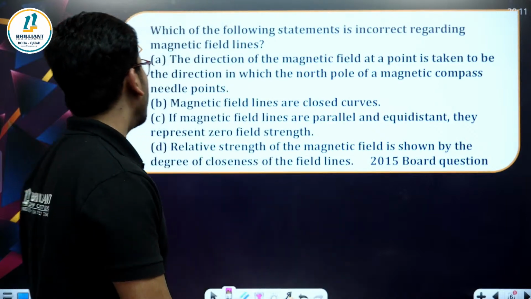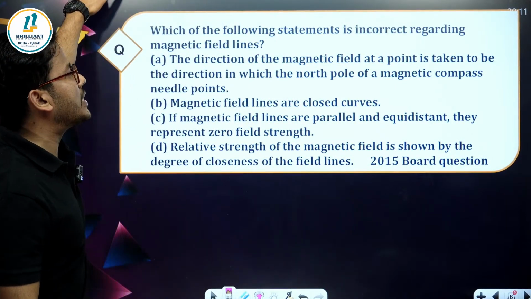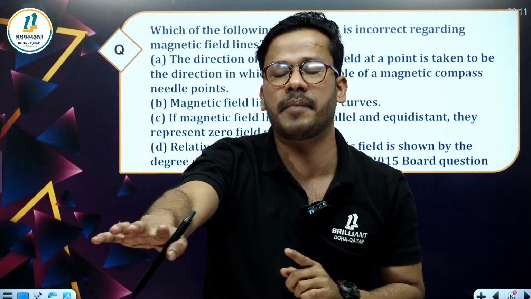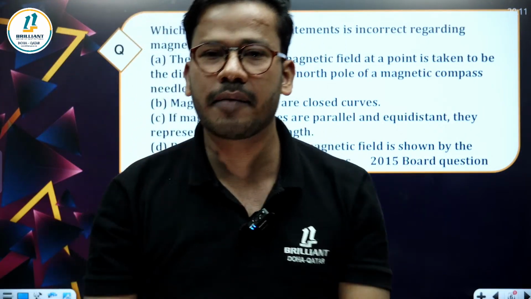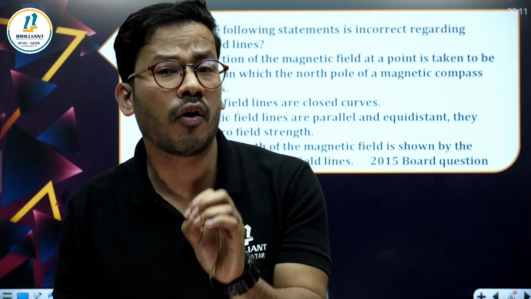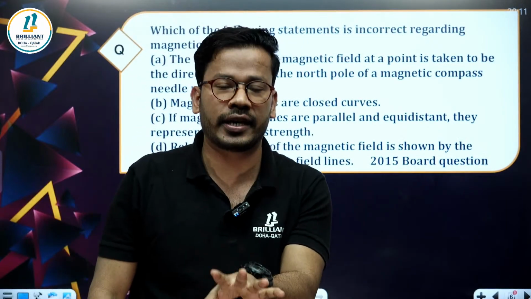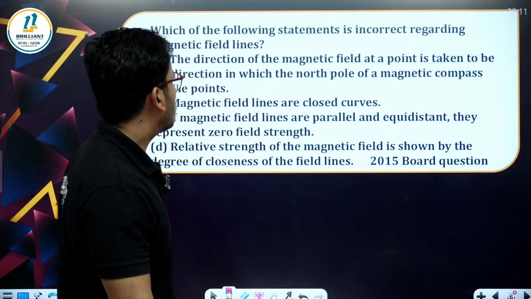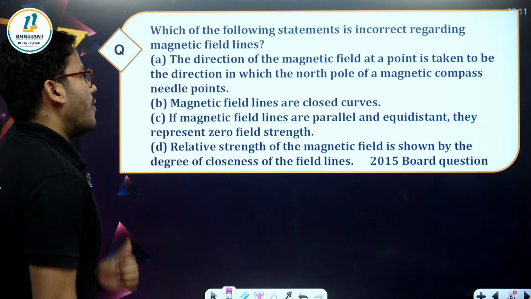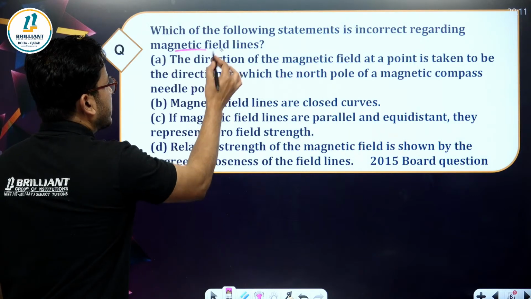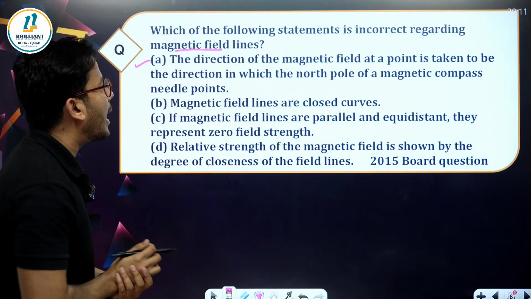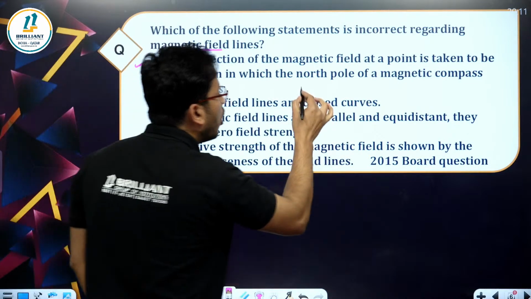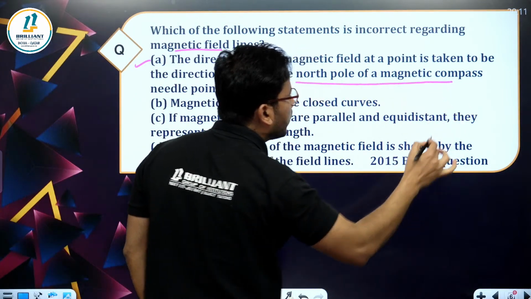All right. So the question is, which of the following statements is incorrect regarding magnetic field lines? I need to choose an option which is not correct. Get me very clear, everyone. So to do so, I will start reading about magnetic field lines. What is the first part? The direction of a magnetic field line at a point is taken to be the direction in which the north pole of the magnetic compass moves.